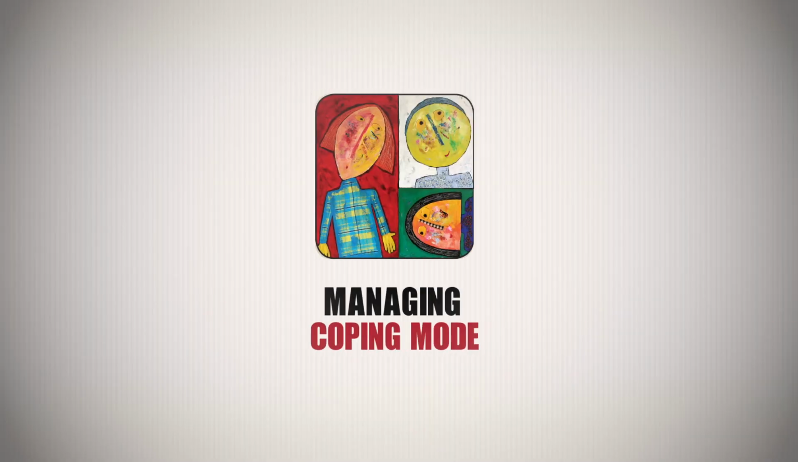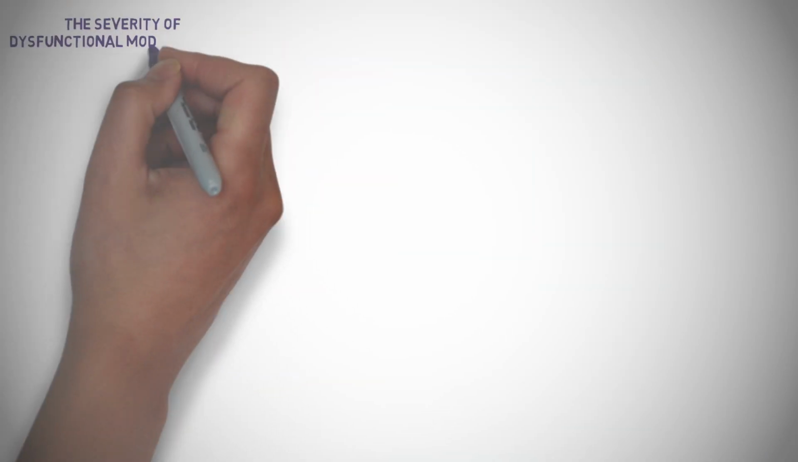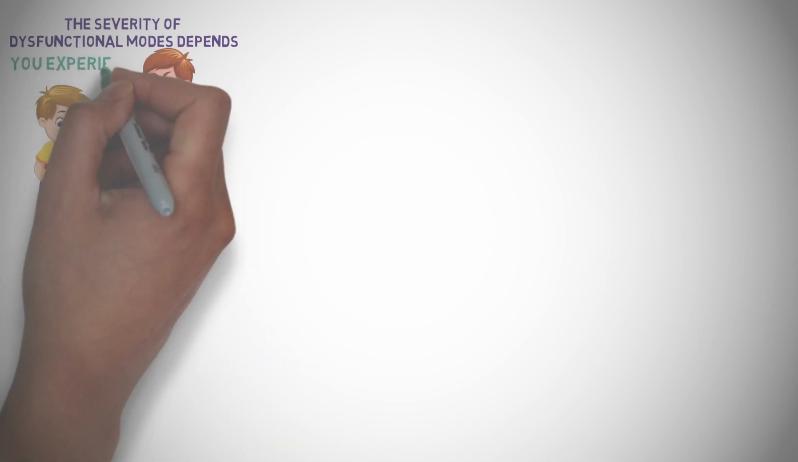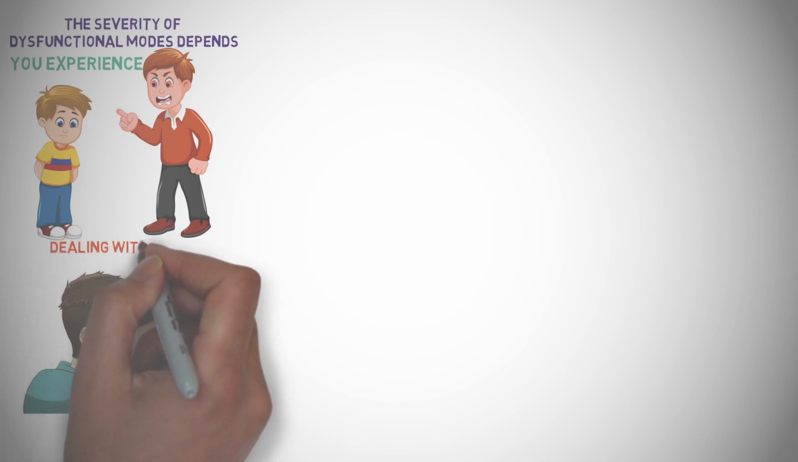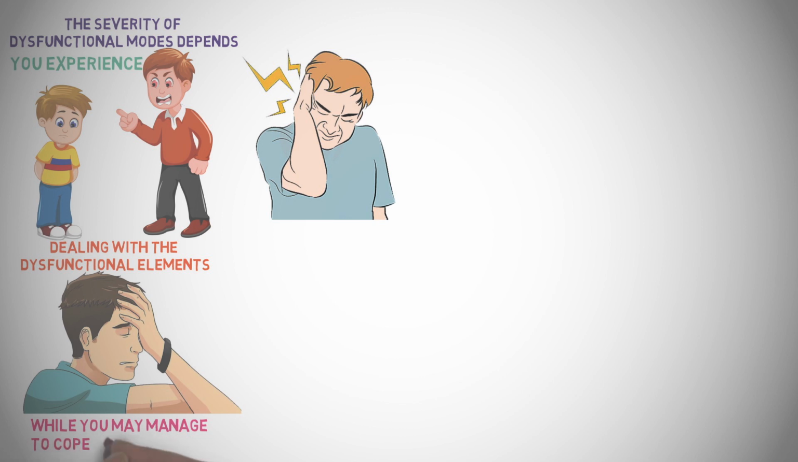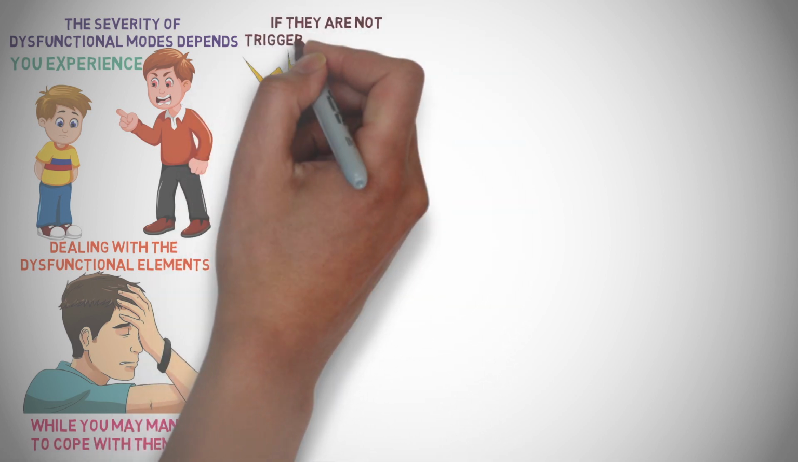Managing coping mode. The severity of dysfunctional modes depends on the extent to which you are exposed to rejection or abuse in your childhood. You experience a tough time dealing with the dysfunctional elements when they are triggered severely, while you may manage to cope with them well if they are not triggered quite often.